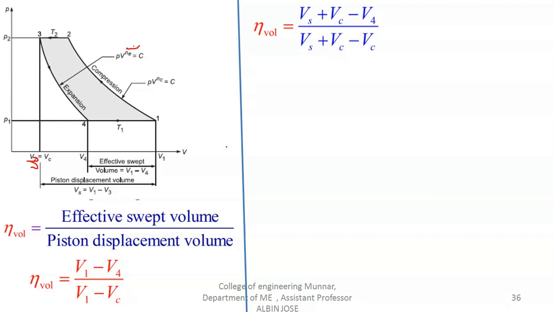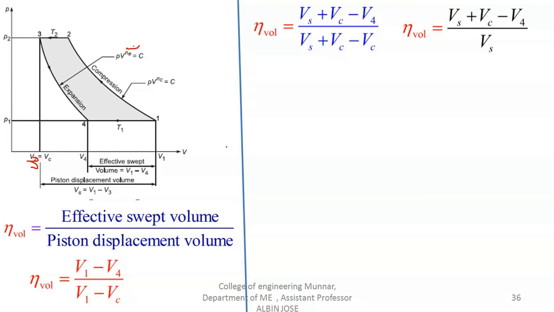Substituting Vs plus Vc for V1, we get the volumetric efficiency is equal to Vs plus Vc minus V4 divided by Vs plus Vc minus Vc. The clearance volumes Vc and Vc cancel, since Vc minus Vc is equal to 0. Then we get the reduced form of volumetric efficiency equal to Vs plus Vc minus V4 by Vs.